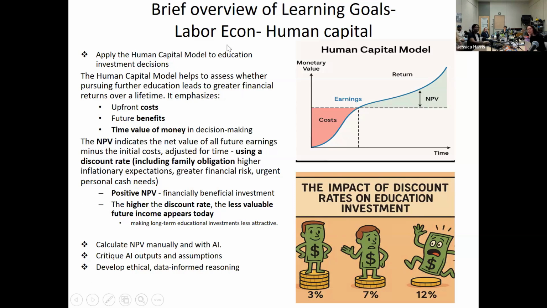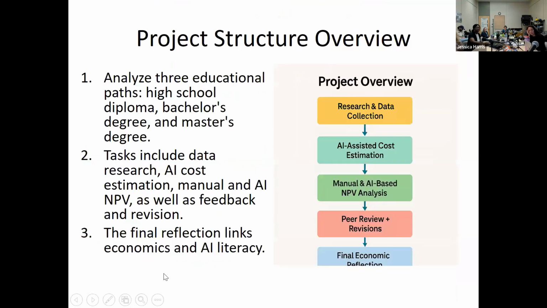So after applying the human capital model to education investment decision, they will learn how to calculate NPV manually and then use AI as well. And then we'll critique the AI outputs and its assumptions, right? And develop an ethical and data-informed reasoning. So this was the project overview for them. They will collect some research data, 3 educational. So this is assume, right?